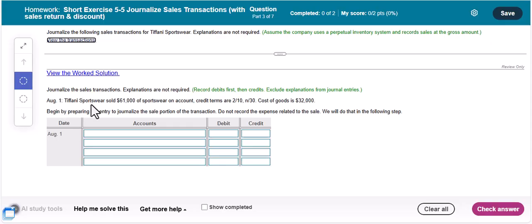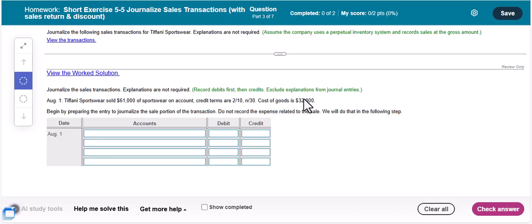So Tiffany Sportswear sold $61,000 of sportswear on account. Credit terms are 2/10, net 30. Cost of goods is $32,000. So we have to begin by preparing the entry to journalize the sales portion of the transaction. Do not record the expense related to the sale. So that's the cost of goods sold. The COGS will come after, so we will do that in the following step.